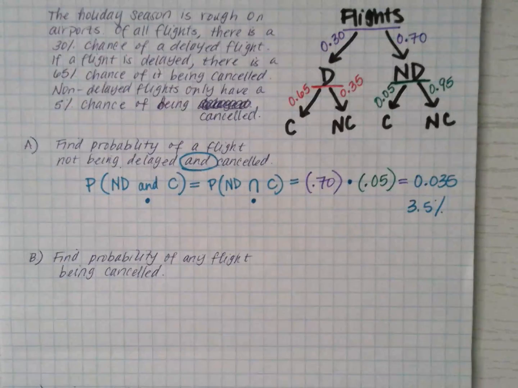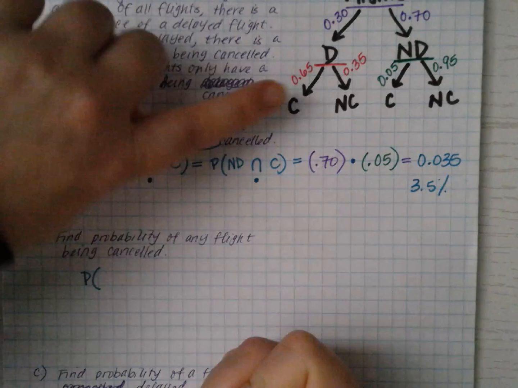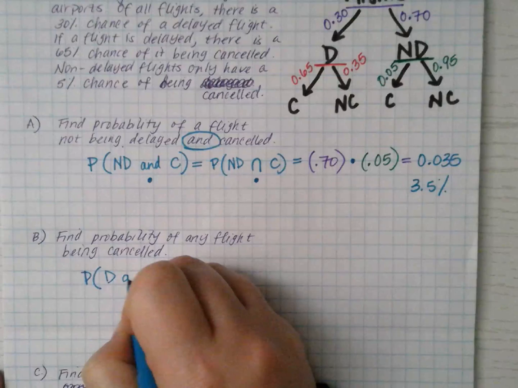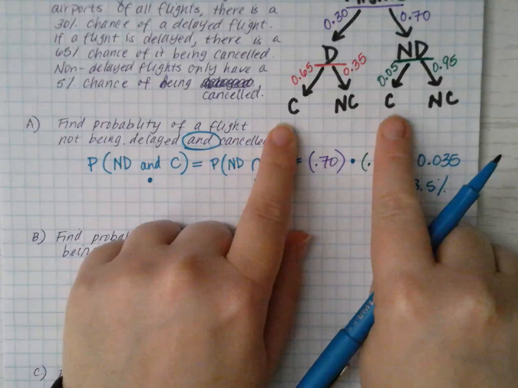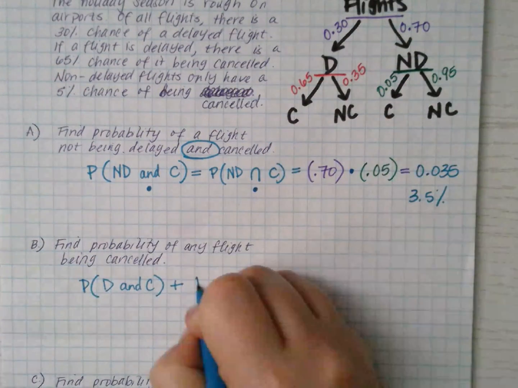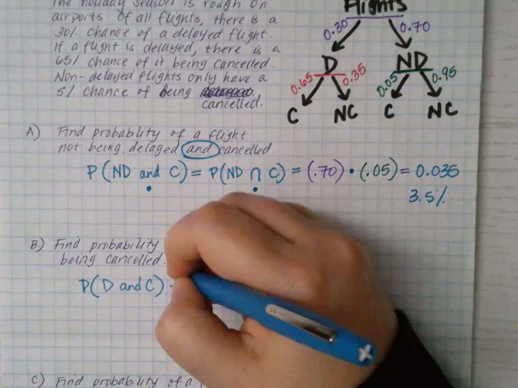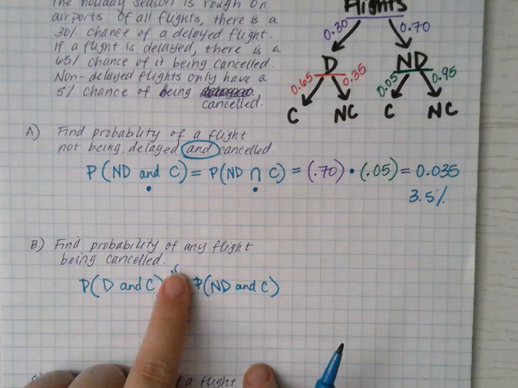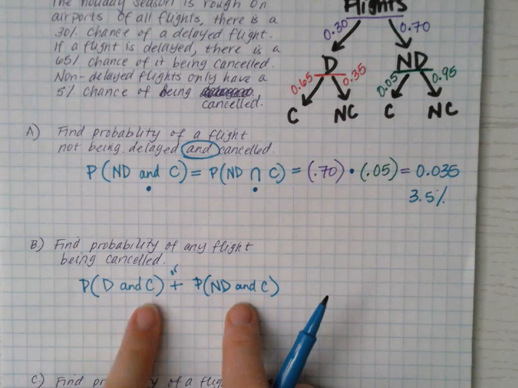So let's do that. We're going to look at the probability of it being canceled and delayed, plus, because remember it happens in 2 different incidences, canceled and not delayed. The probability of not delayed and canceled. This is also known as my OR. So I can be canceled from a delay, or I can be canceled from not being delayed. And we're going to look at putting both of these together.